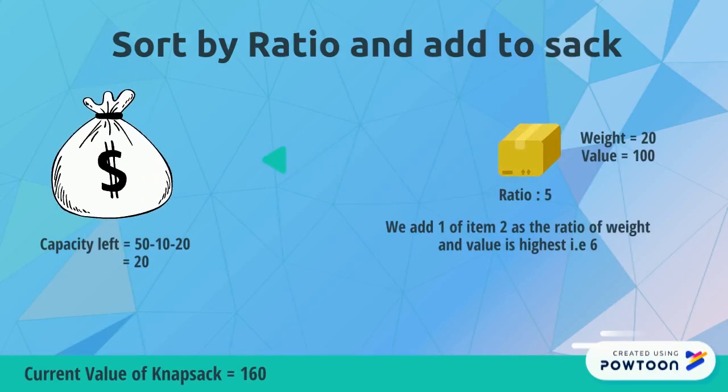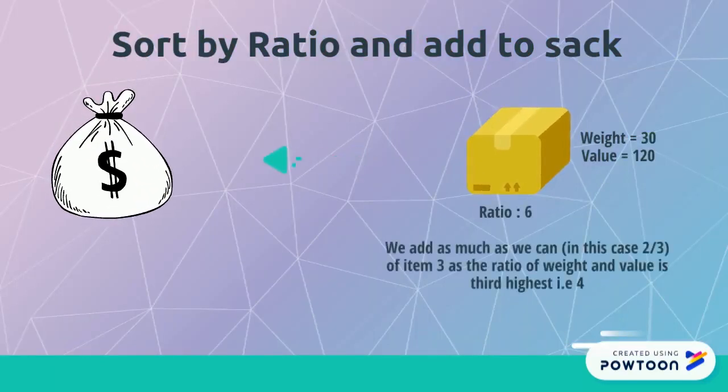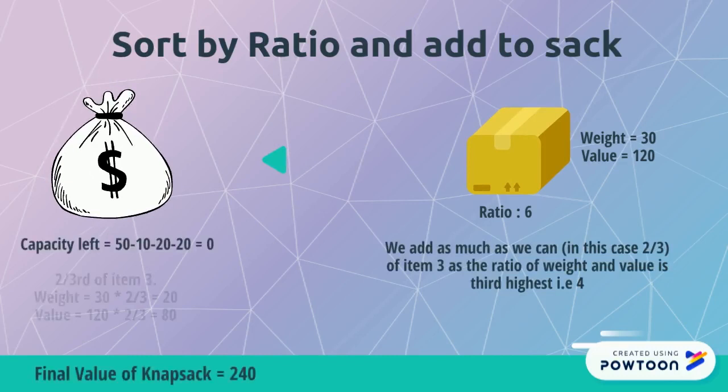So then, let's add our final item to the knapsack. Now for this, we have to divide item 3 and take 2/3 of it. We choose 2/3 as then the weight will be 20, and as the remaining capacity of the knapsack is already 20, it will completely fill the knapsack and thus give us the solution to our problem. The final value of the knapsack is 240.